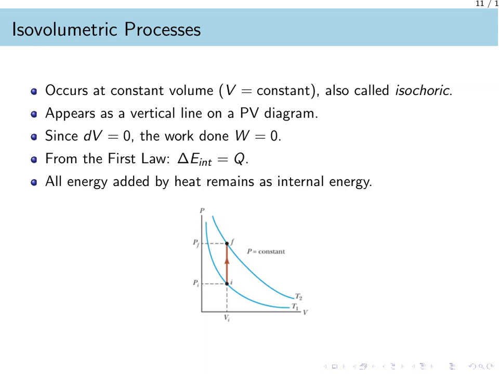An isovolumetric process, also known as an isochoric process, occurs at a constant volume. This appears as a vertical line on a PV diagram. Because there is no change in volume, the work done on or by the gas is zero. Referring back to the first law, this means the change in internal energy is exactly equal to the heat transferred into or out of the system. In this scenario, all the energy added to the system via heat stays within the gas as internal energy, typically resulting in an increase in pressure and temperature as the gas moves to a higher isotherm.